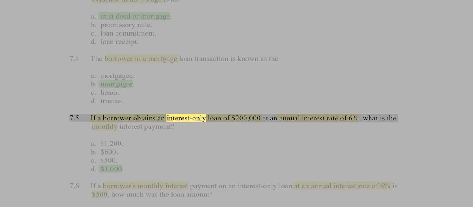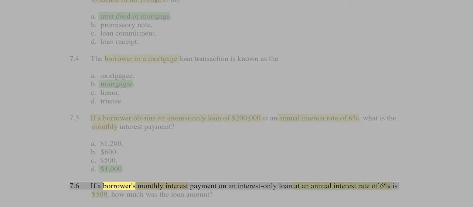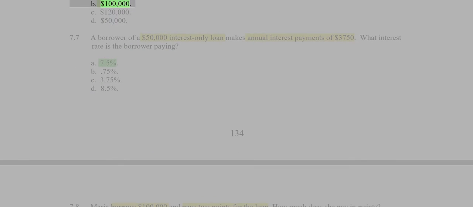7.5. If a borrower obtains an interest-only loan of $200,000 at an annual interest rate of 6%, what is the monthly interest payment? A. $1,200. B. $600. C. $500. D. $1,000. 7.6. If a borrower's monthly interest payment on an interest-only loan at an annual interest rate of 6% is $500, how much was the loan amount? A. $72,000. B. $100,000. C. $120,000. D. $50,000.